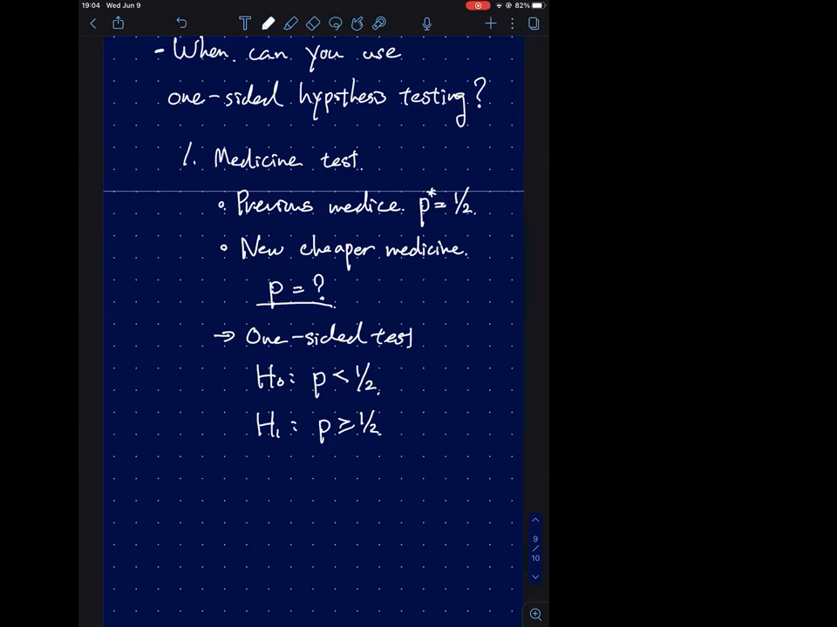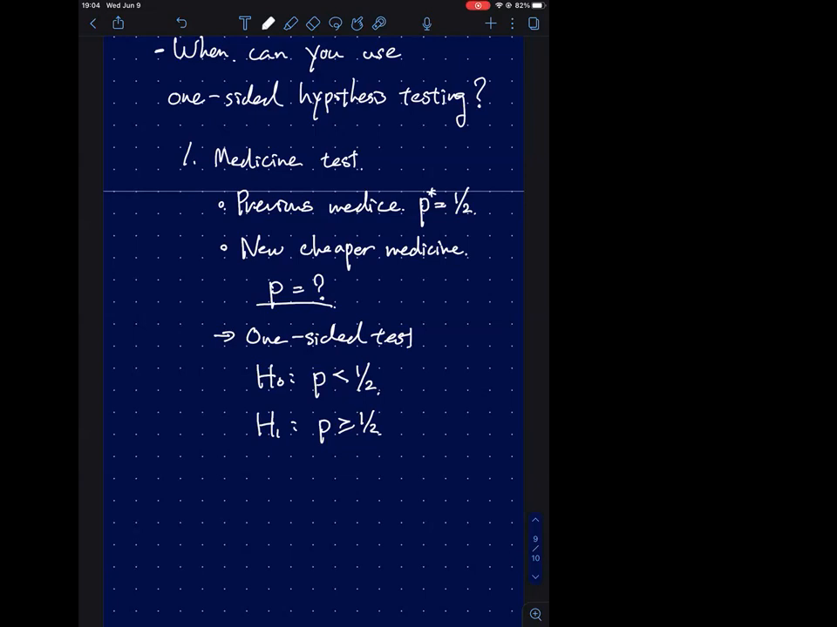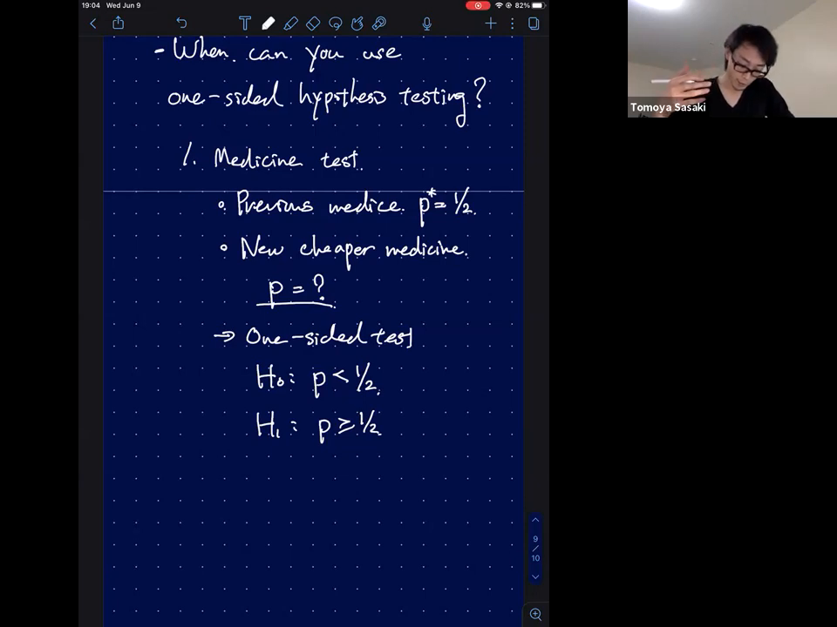I didn't understand this one because you said that the new medicine should be better than the previous one. Sorry, maybe I might phrase it a little bit differently. My phrasing was a little bit confusing, but as a data scientist you want to know whether this new medicine is at least as good as the previous one.